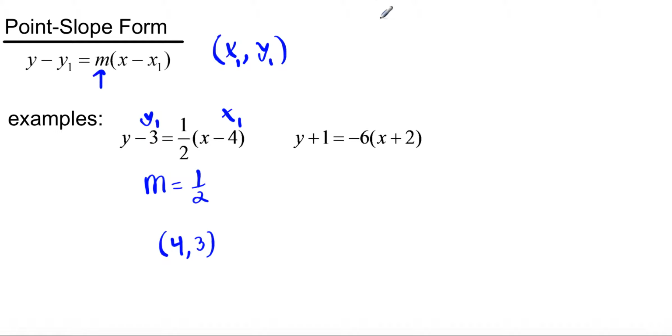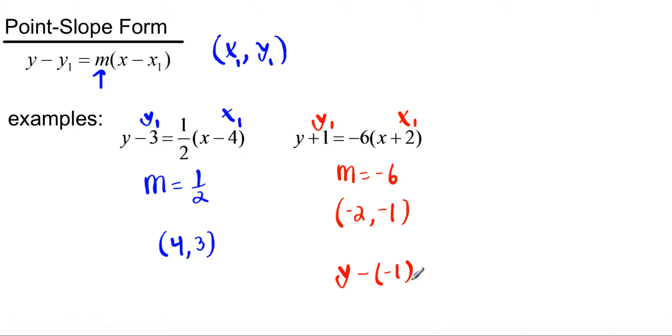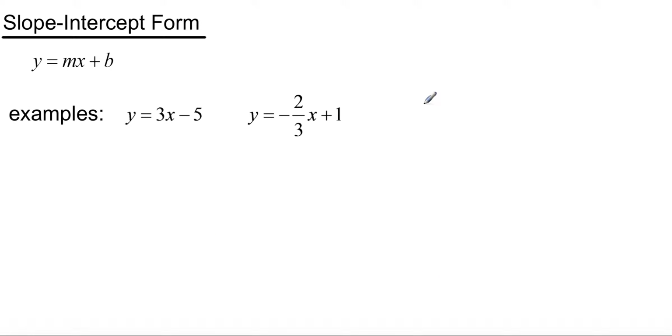Over here, your slope is negative 6 when we look at y plus 1 equals negative 6 times x plus 2. Because the signs have changed, it's the opposite of what you see. That's your y1 and that's your x1. So the point is negative 2 comma negative 1. It's the opposite of what you see, because if you were to plug that negative 1 back in, it would be y minus negative 1, which is why it changed to a plus. This one's not quite as common. The most commonly used, though, and what we're going to look at in more detail, is slope-intercept form.